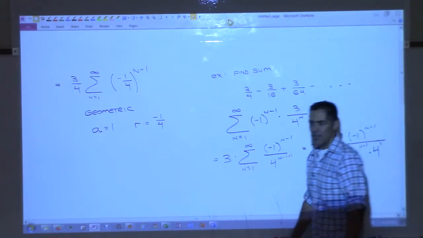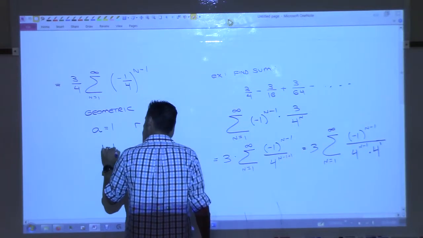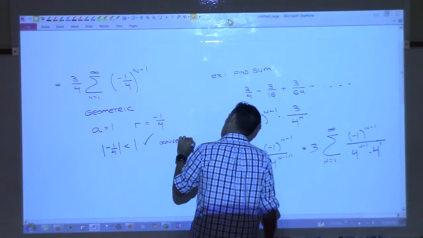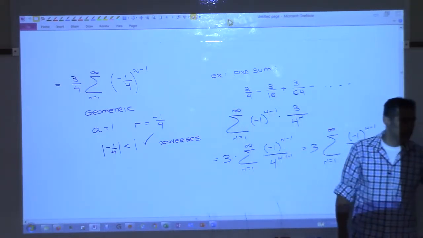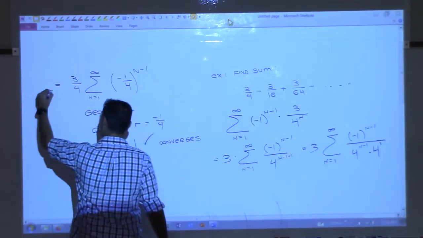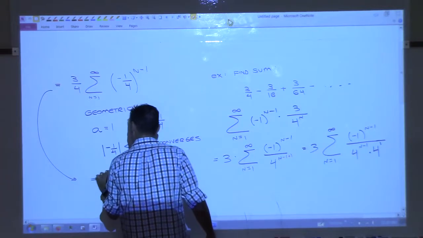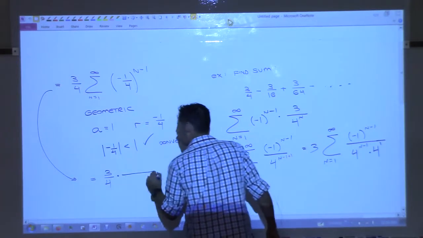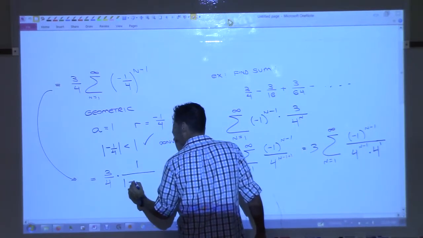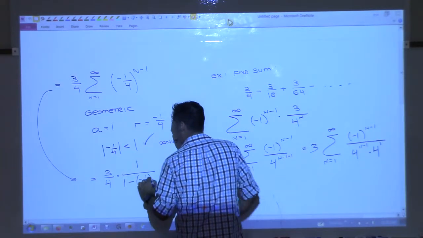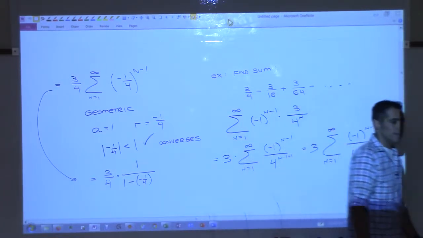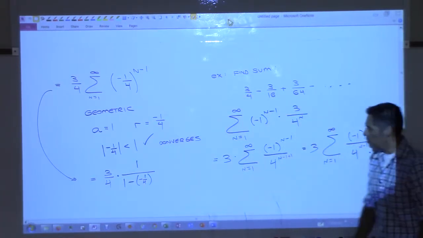So we are going to check to see if this converges. So we take the absolute value of negative 1/4, and that is definitely less than 1. Check, it converges. Now, what does it converge to? A over 1 minus r, right? So that means that this sum is going to become 3/4 times a, which is 1, over 1 minus what? Negative 1/4. So be real careful with that because it's 1 minus r. And if r is negative, then it's going to become plus after you subtract, right?